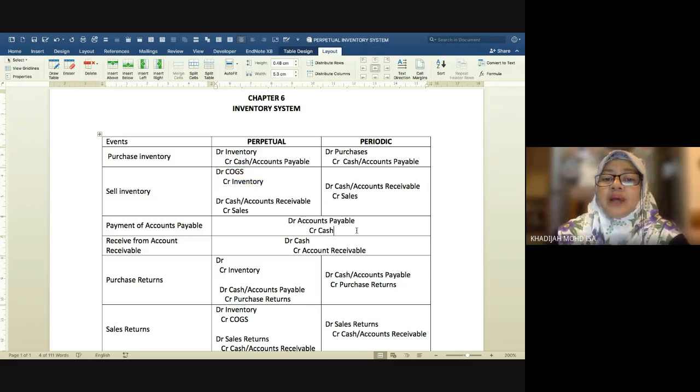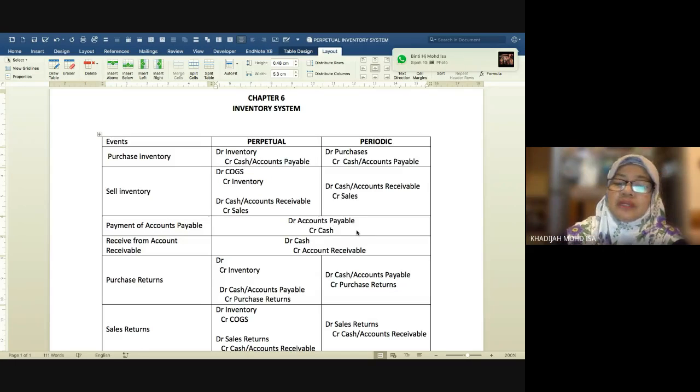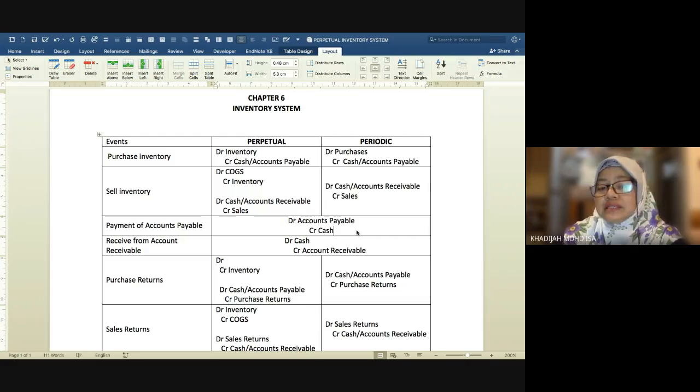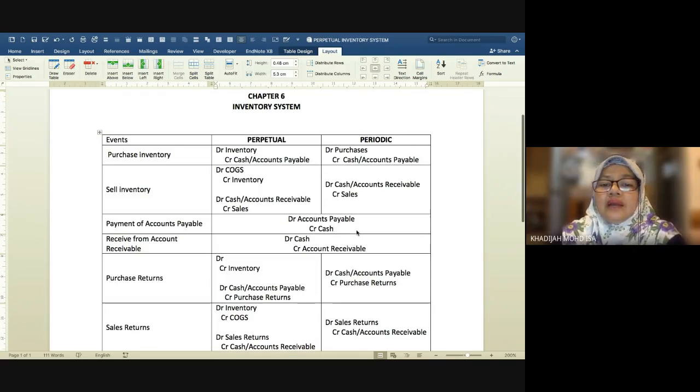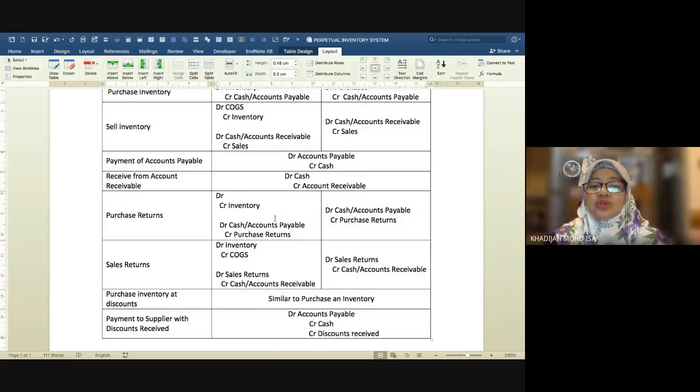But when you pay accounts payable, or even if you receive your accounts receivable, then the treatment is the same. Debit your accounts payable, credit your cash, or you receive cash, credit your accounts receivable. What happens when you have purchase returns is a bit different, because why?